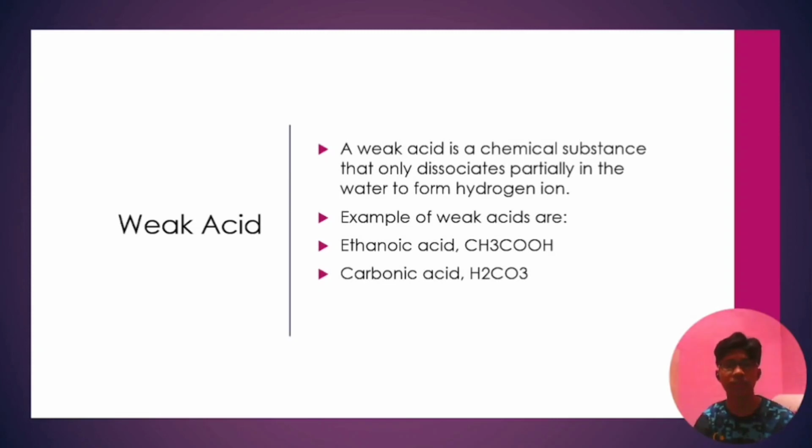Next, weak acid. A weak acid is a chemical substance that can only dissociate partially in water to form hydrogen ions. For example, ethanoic acid and carbonic acid. So, for easier understanding, strong and weak means when it is strong, it dissociates completely, while when it is weak, it is dissociated partially in water. Get that?